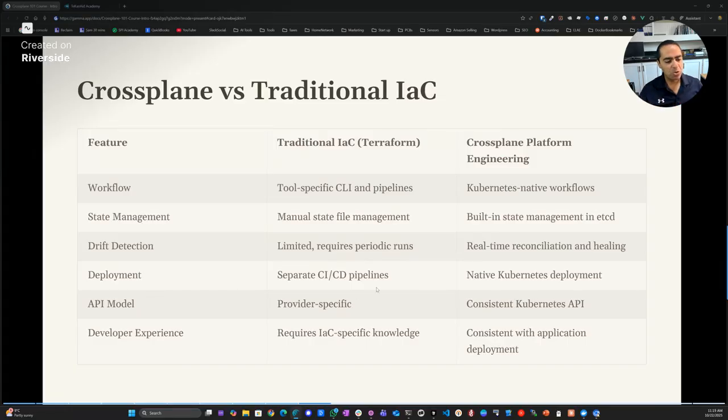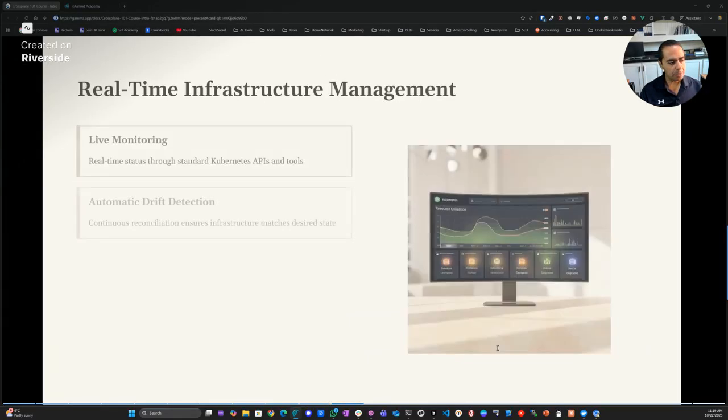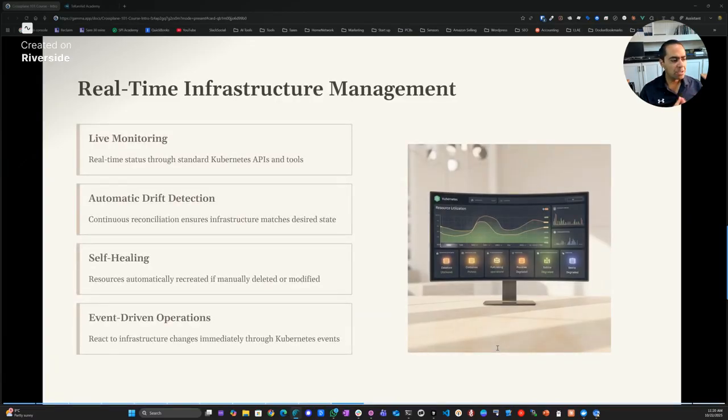From a deployment perspective, you typically use CI/CD pipelines for Terraform, and native Kubernetes deployment for Crossplane. The API model is provider specific for Terraform, and for Crossplane, it's consistent with the Kubernetes APIs. Developer experience: you're required to understand and learn a specific language. Terraform is a language based on HashiCorp configuration language, which is HCL for short. With Crossplane, if you're familiar with YAML, you're good to go, because Kubernetes uses the exact same Kubernetes manifests. From a real-time infrastructure management perspective, you have live monitoring tools with Kubernetes, and the same tools you're used to with Kubernetes you can apply with Crossplane. There's automatic drift detection, as I mentioned. There's self-healing. If an infrastructure failed, for example, it will respin it. Event-driven operations also.